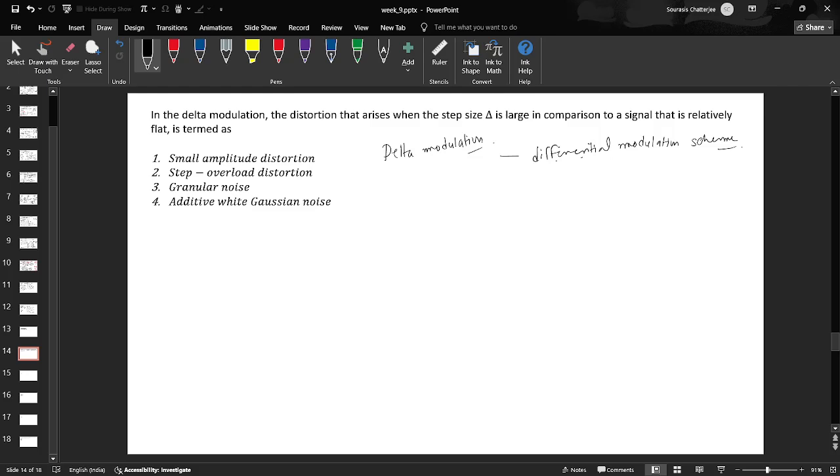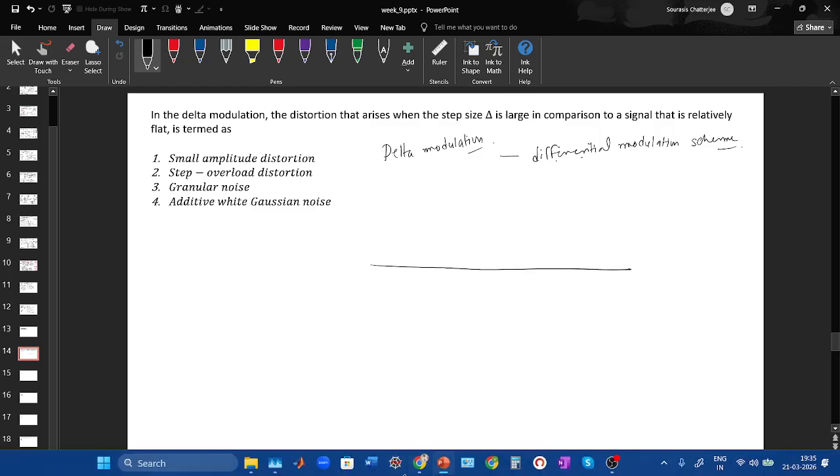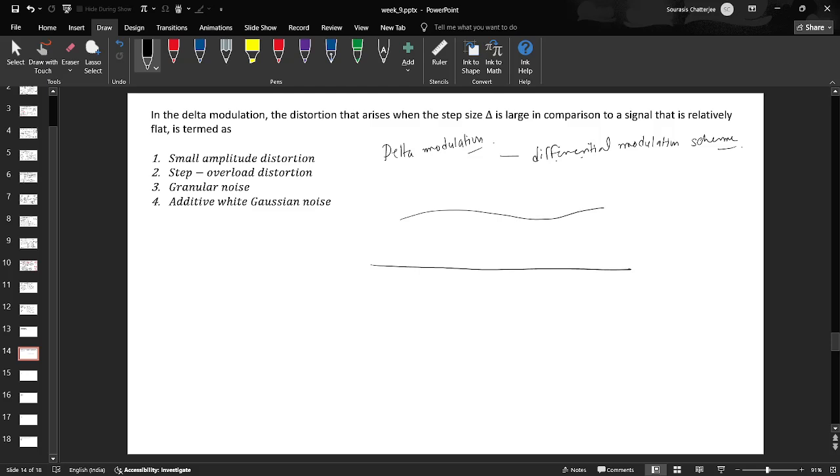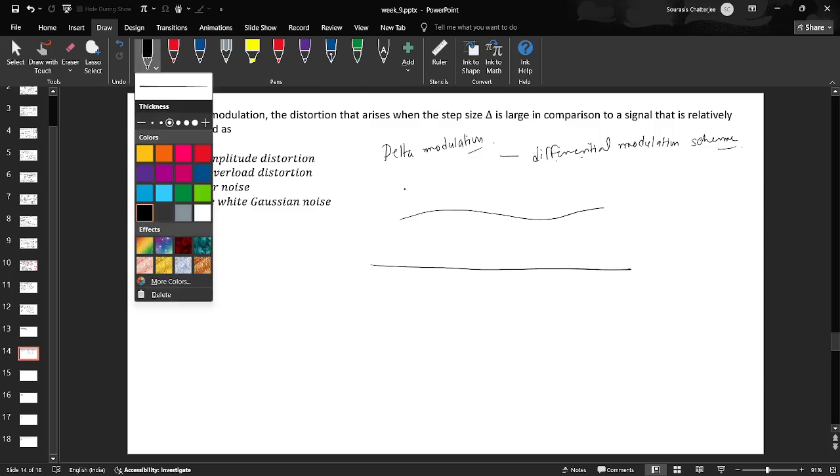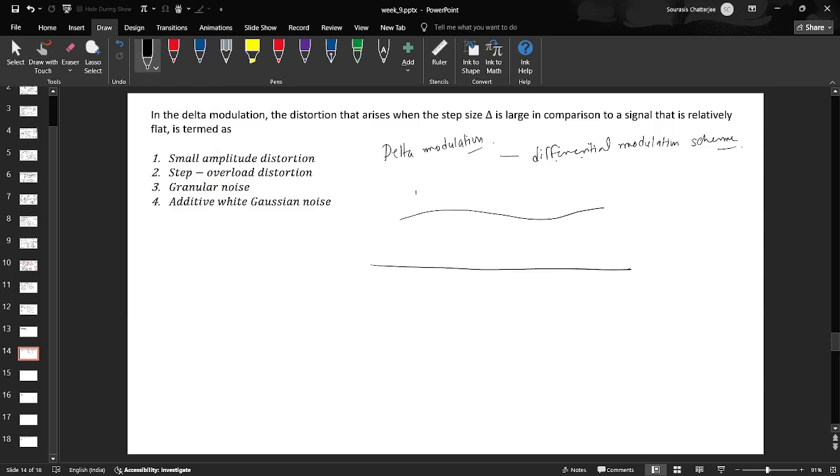So this I am not going to discuss in detail, you can refer to the previous video. I'll just draw what is actually going to happen in this case. It's said that the message is relatively flat, so you have a message like this, where you can see the slope is very low. But when you have a high step size, you are going to have a problem in message reconstruction, because it will look like this. And if you have a lower step size, you can actually have this.